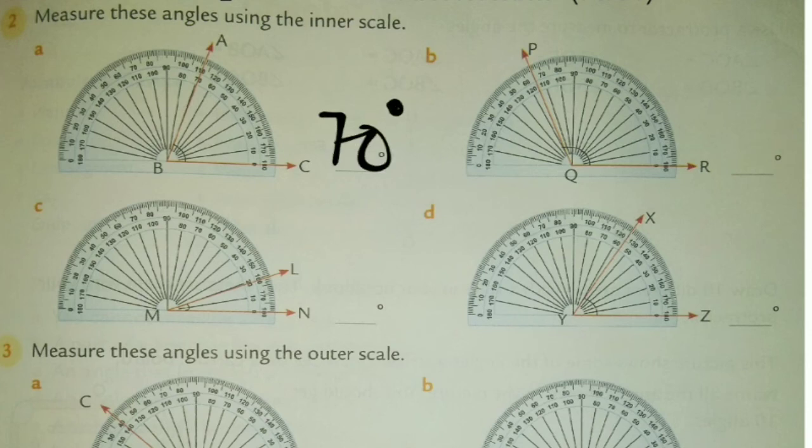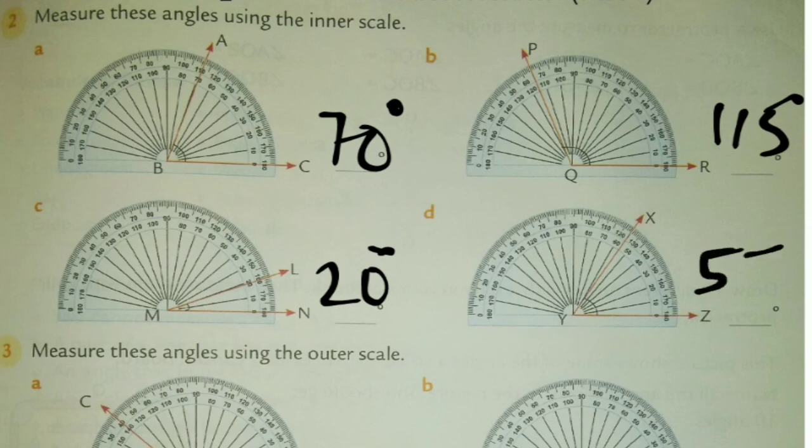In this one also see the inner scale. It means the inside one. 0, 10, 20, 30, 40, 50, 60, 70, 100, 110, 115. 115 degree. Next one is 10, 20. Next one is 55.